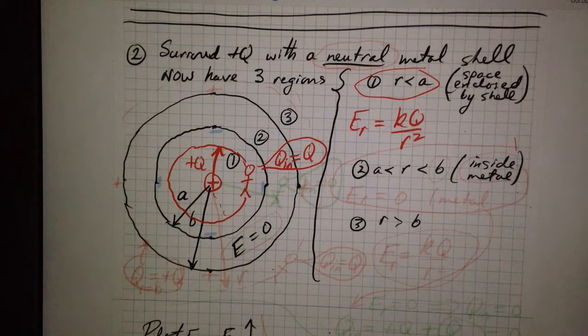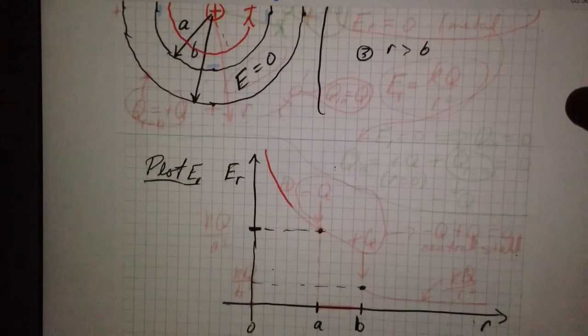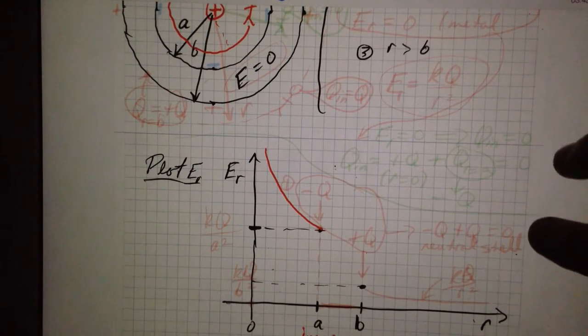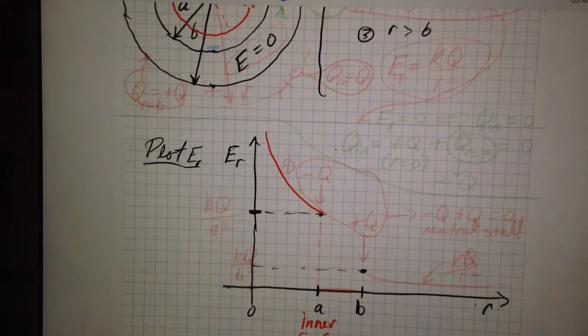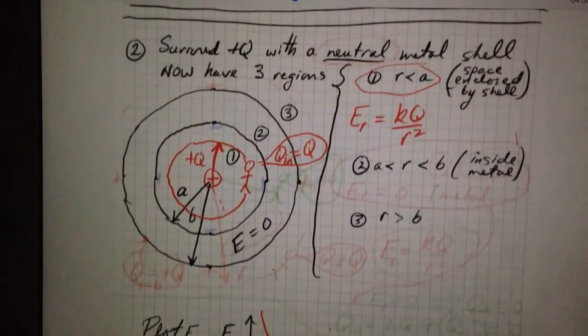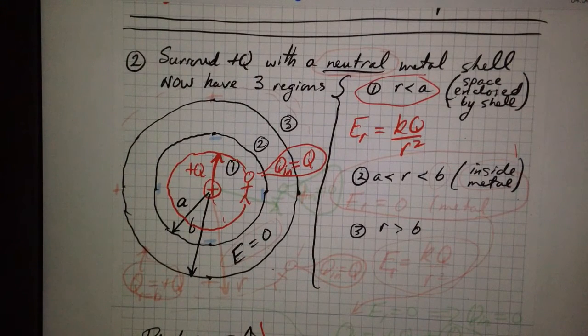Let's plot that down here. At the inner surface of the shell, this is the inner surface of the shell, what do you get? Well, you get kq divided by that particular radius squared. So that's our function. That's in region 1, right? This is region 1.